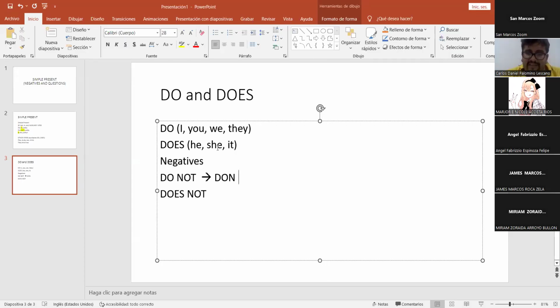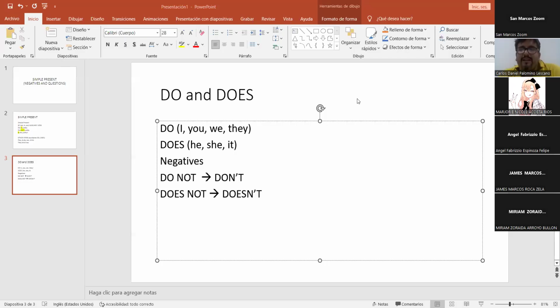For do not, the short form is going to be don't. Este es el apóstrofe acá. No hay apóstrofe. ¿Dónde estás, apóstrofe? Acá. Don't. And for does not, the short form would be doesn't. Don't and doesn't.